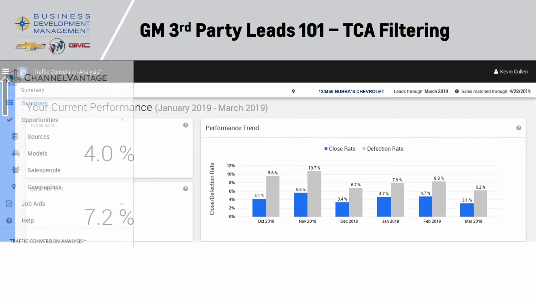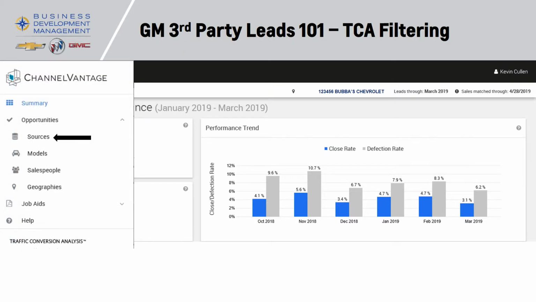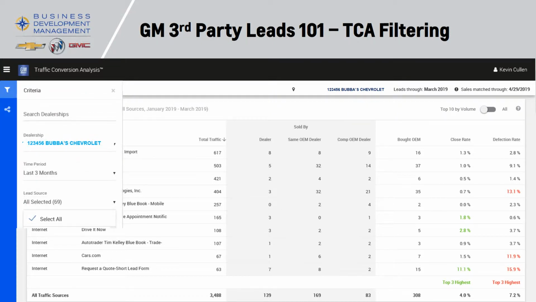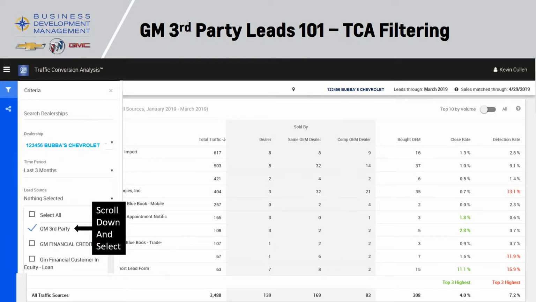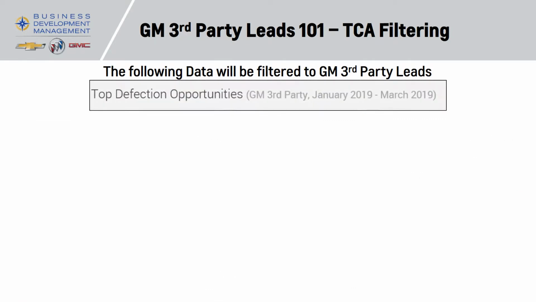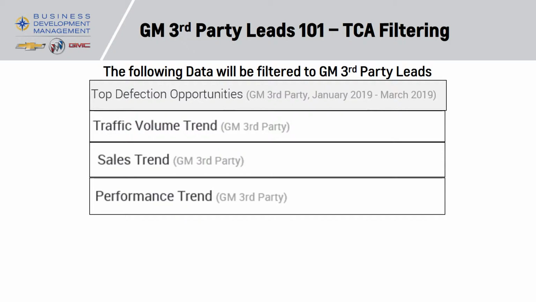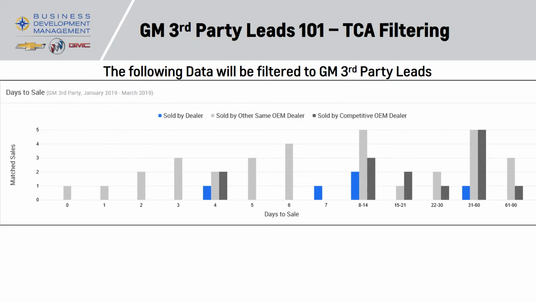Once there, you click on the hamburger, then you click on sources, then you go to the filter, click select all. You know this program, I don't need to show you all of this probably, but anyway, we're showing them how to narrow it down to the GM third party so they can measure that performance. And then once we get there, it'll filter. You can see GM third party only on the top defection opportunities, traffic volume trend, sales trend, performance trend, and of course GM days to sale, GM third party only.